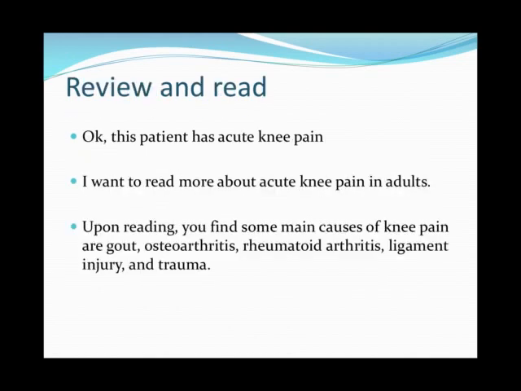Okay, so the main thing, this patient has acute knee pain. So I want to read more about, this is the reviewing and the reading part. I want to read more about acute knee pain in adults. So I want to get a better idea of what might cause it. So upon reading, you find some main causes of acute knee pain are gout, osteoarthritis, rheumatoid arthritis, ligament injury, trauma in general to the knee.